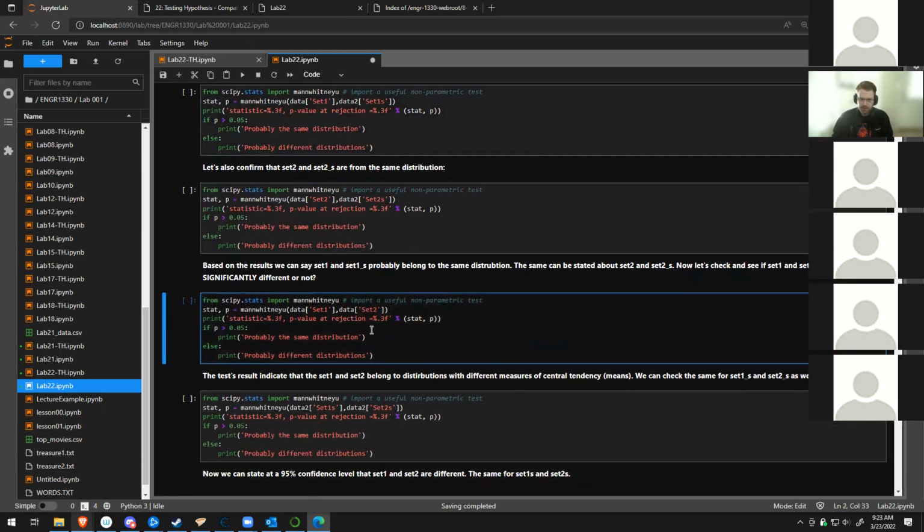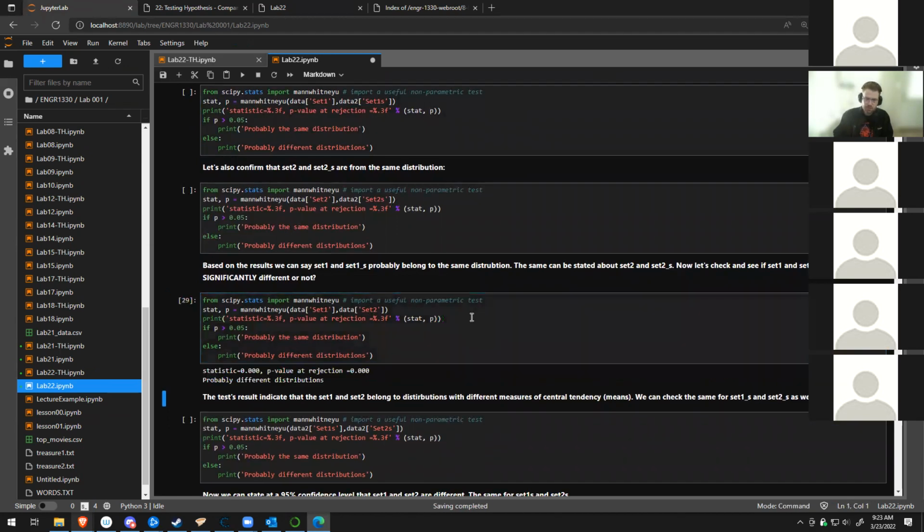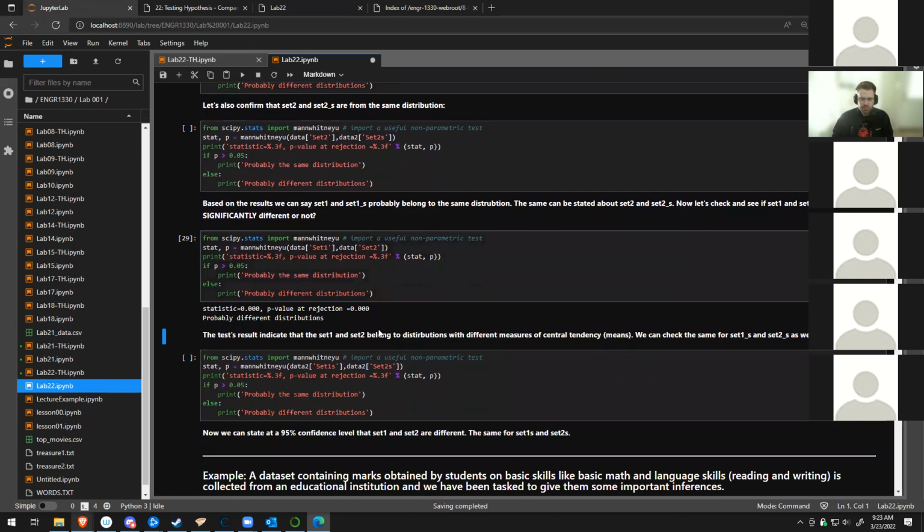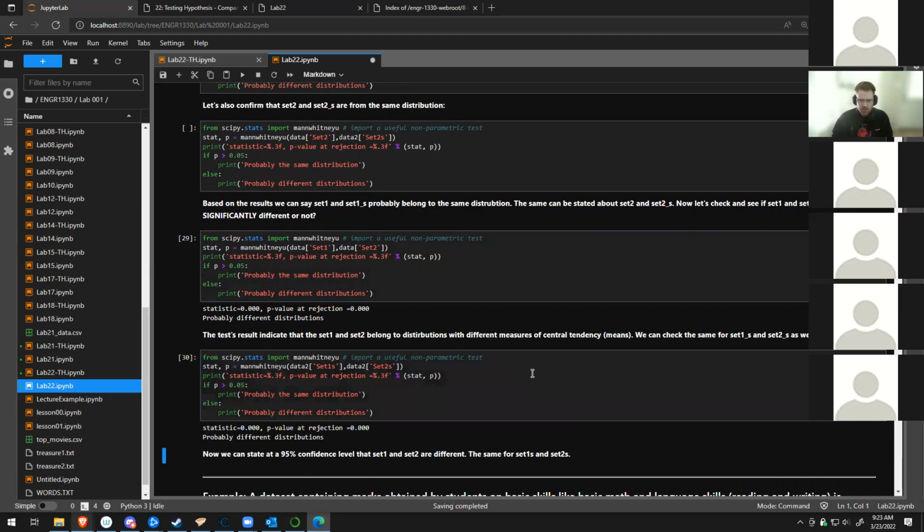Do I think set 1 and set 2 are from the same distribution? Well, they are probably different. That is what we've been told. Quite confident too. Let's check the same thing for the randomly generated ones. Probably different. Now we can state at a 95% confidence level that set 1 and set 2 are different. Now, what the heck does that mean? Well, this is saying I'm 95% confident.